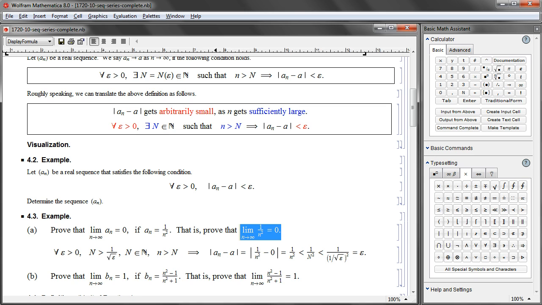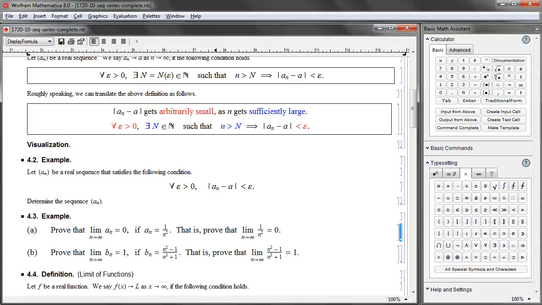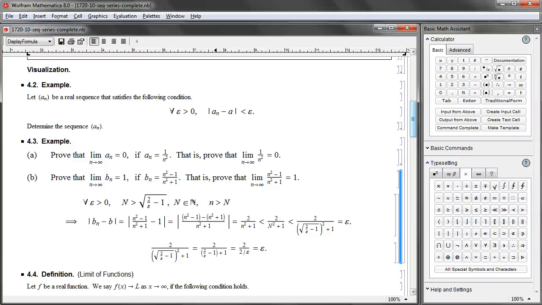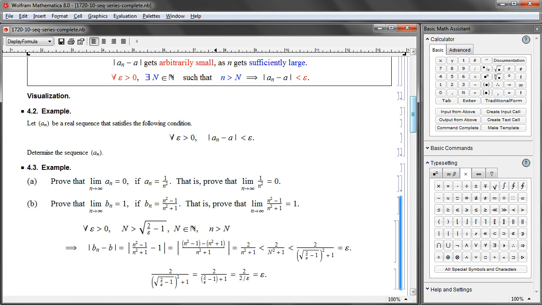This was an exceptional case where we could actually find capital N as an explicit expression of epsilon. The next problem is slightly more complicated, but again simple enough that we can find capital N as an explicit expression of epsilon. And here we go. For arbitrary given epsilon, we just select capital N as a natural number greater than the square root of 2 over epsilon minus 1. And that's going to be a positive number because epsilon is going to be really small. And then, of course, we can take any capital N greater than that.